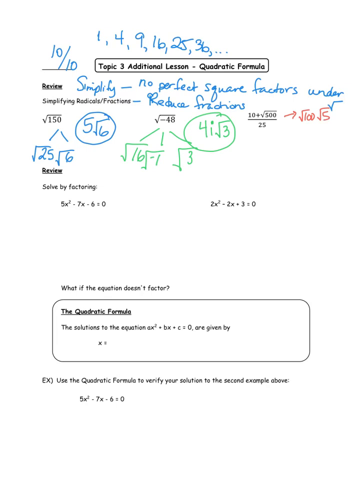And then I'm going to rewrite this as 10 plus the square root of 100, which is 10. Square root of 5 cannot be reduced, so I'll just write square root of 5. And all of that is over 25. And now comes the simplifying part.